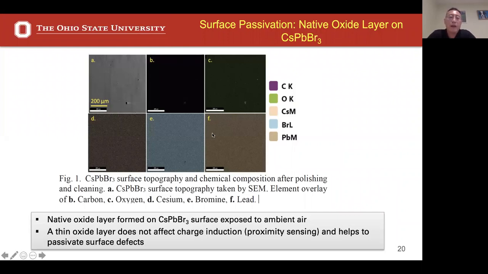And this is confirmed by the SEM picture. The SEM picture on the bottom is really just cesium, bromide, and lead elements, but the other picture is showing the oxygen. So that's showing uniformly formed oxygen on the surface.